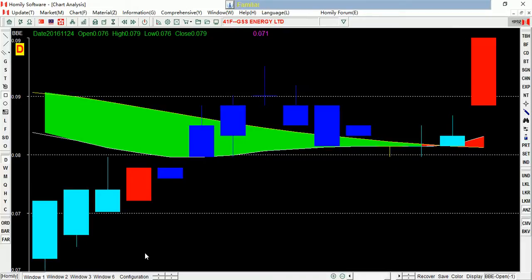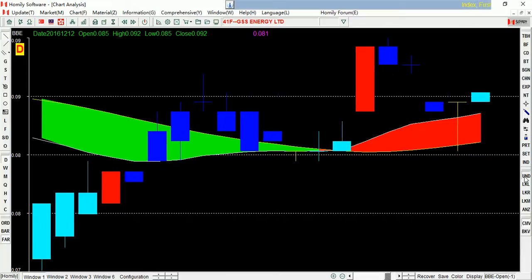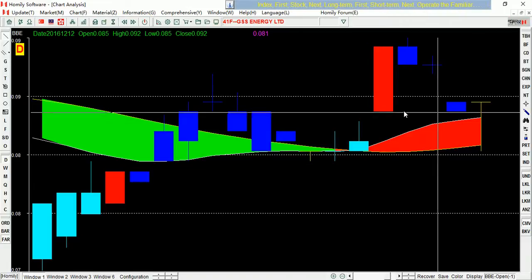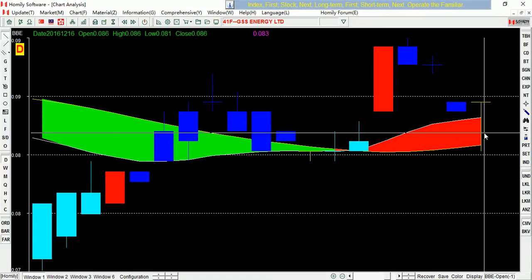Buy or not? Red band and red candlestick. This is the buy point. So how about here? Sell or not? Because we know the yellow candlestick is the sell point, but the band is red band. Sell or hold or wait and see. If you bought these stocks, now you wait and see.